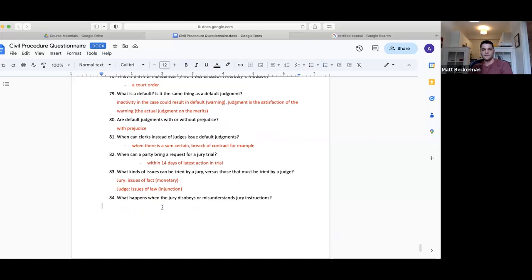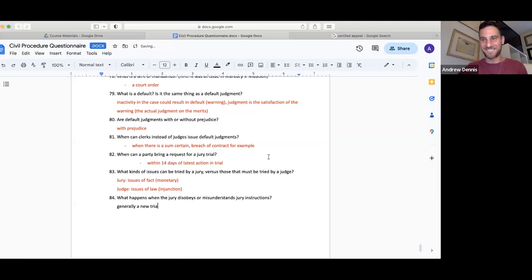And then last but certainly not least, what happens when the jury disobeys or misunderstands jury instructions? Generally a new trial. Generally a new trial. All right, I know, yeah, I'm with you too, Paul. I know this was definitely the hardest, most difficult, I'll be honest. Barbara's saying, or a mistrial. So generally a new trial, maybe a mistrial, perhaps a mistrial. Yeah, a mistrial, which I guess results in a new trial.